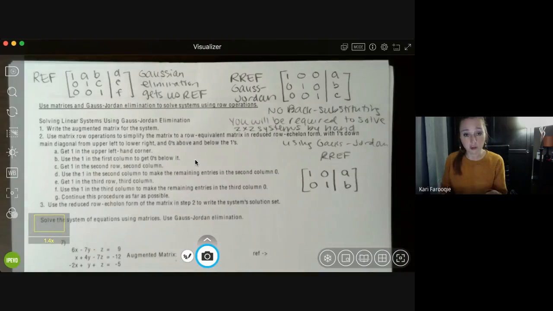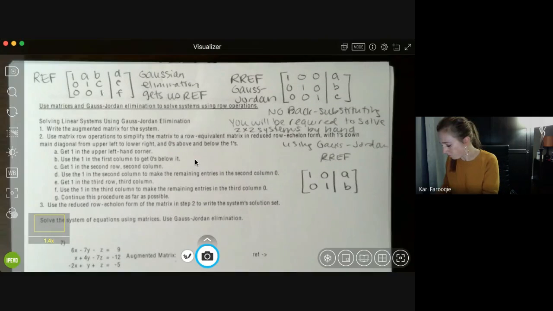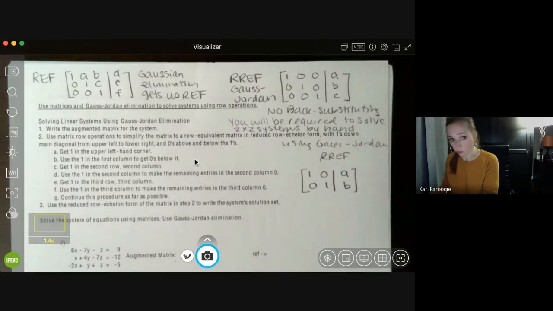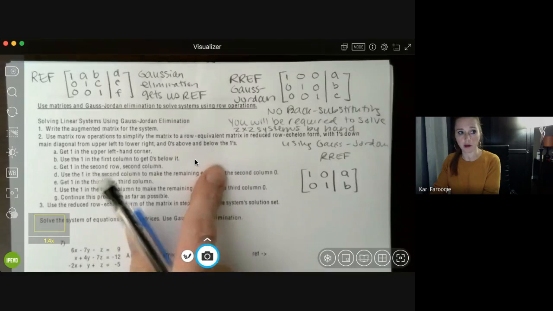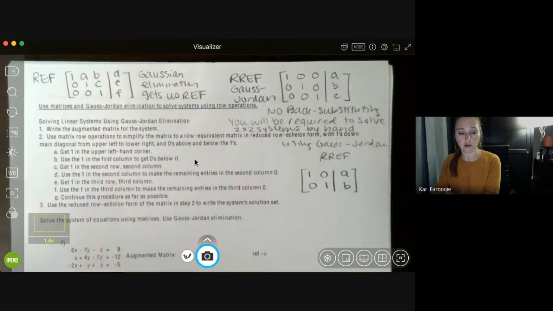I have a system of equations on page 6, and it's got 2 equations, 2 unknowns. Before I do that, does anybody have a question about REF, RREF, and what you're going to be required to do?